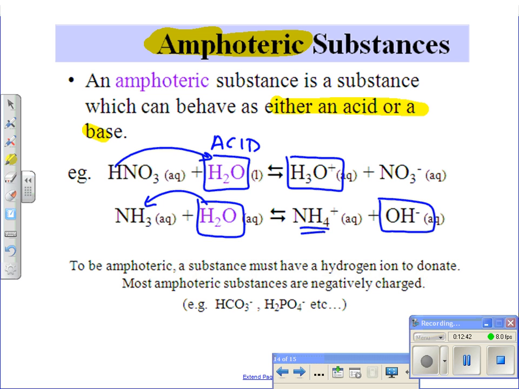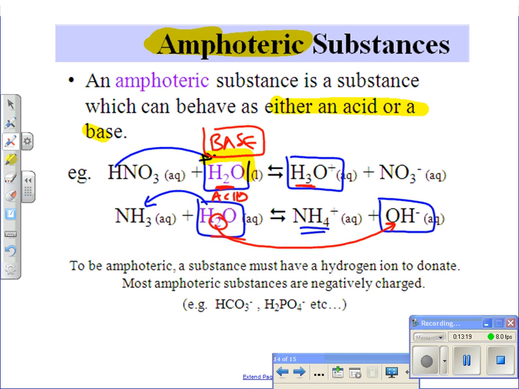Whoops, it's acting as a base up here. Nice job, Davis. This is actually a base. I mislabeled it. This is a base because it goes from two H's to three H's. This is a Bronsted-Lowry acid because it goes from two H's to one H. So remember, acids lose H's, bases gain. In this equation, water is a Bronsted-Lowry base. In this equation, water is a Bronsted-Lowry acid.